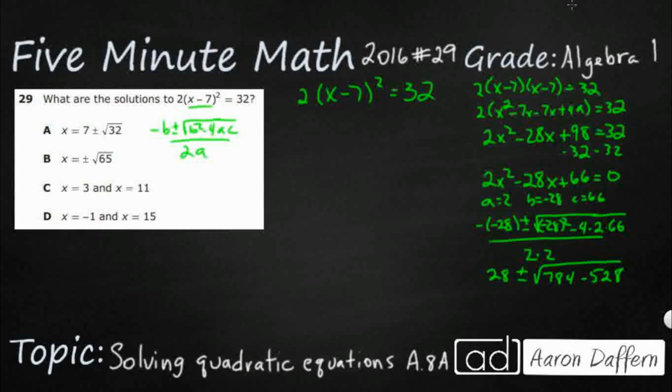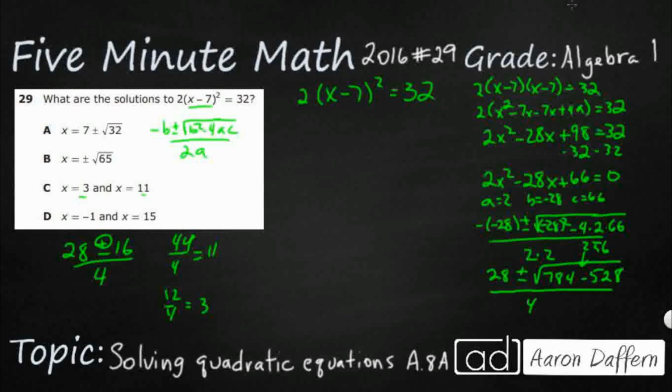So let's see what 784 minus 528 is. 256. So really that's going to be the square root of 256 over 4. The square root of 256 is, okay, 16. So we're sitting with 28 plus or minus 16 over 4. So 28 plus 16, that's 44 over 4, which equals 11. And if I want to do the minus 16, that's 12 over 4, and that's going to equal 3. Now, I've got the two answers right there.